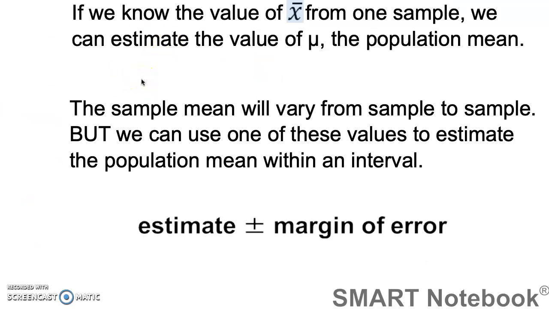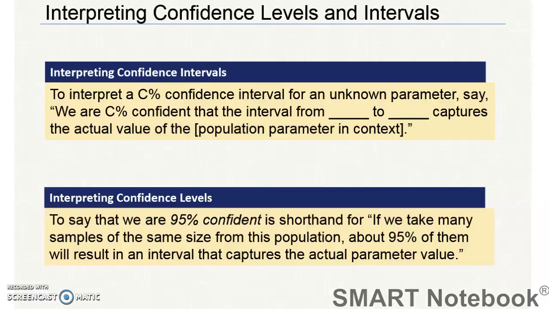Here's what you need to know. If we know the value of the sample mean from one sample, we can estimate the value of the population mean. The sample mean will vary from sample to sample, but we can use any one of these values to estimate the population mean within an interval. So we start with our estimate and we add and subtract what we call our margin of error. We're going to learn how to calculate that. It looks complicated, but it's really not that bad.